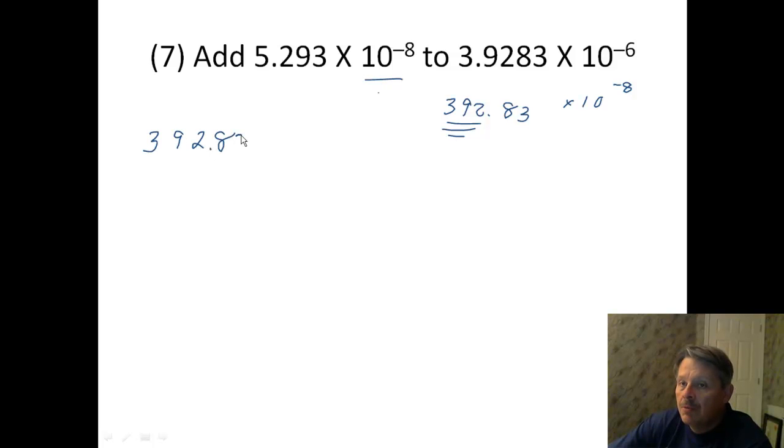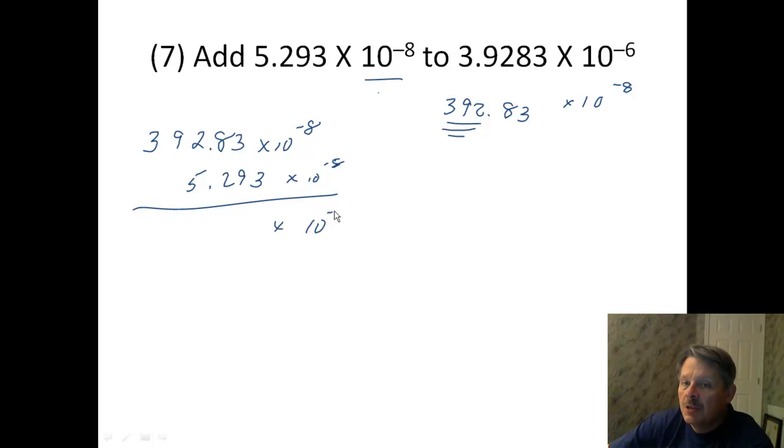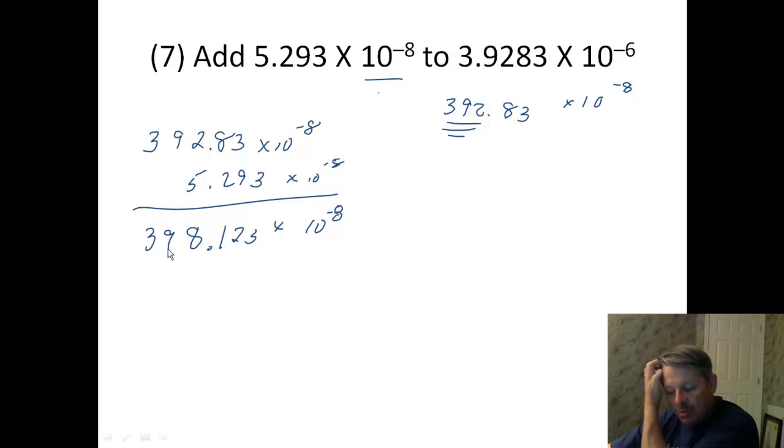392.83 times 10 to the minus 8th. And I'm adding 5.293, again, times 10 to the minus 8th. Right, so my answer is going to be times 10 to the minus 8th. Right, and now I get a 3, and a 9 plus 3 is 12, carry 1. That's going to be a 1, carry 1, and that's an 8, and that's a 398.123. But you'll notice that to put it in scientific notation, I have to move this 2 to the left.